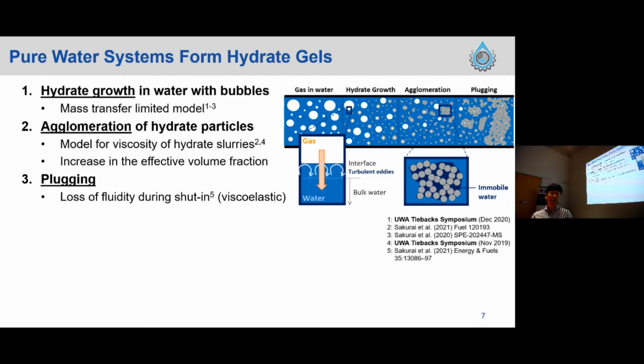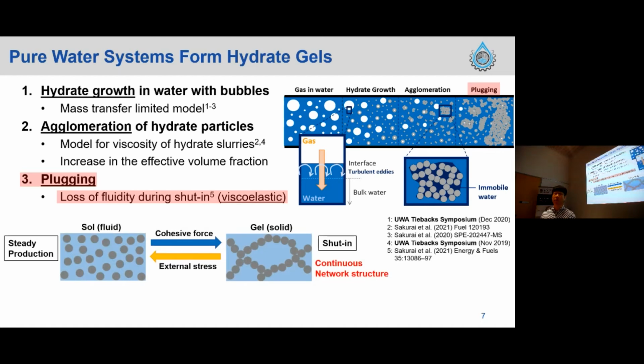So, it's considered that there are three steps in the process leading to hydrate plugging. So hydrate growth, agglomeration, and plugging. And our challenges to hydrate growth and agglomeration were already reported in previous symposiums. And today, I'd like to talk about our challenge to the last step, plugging, which may be related to the loss of fluidity of hydrate slurries during shut-ins.